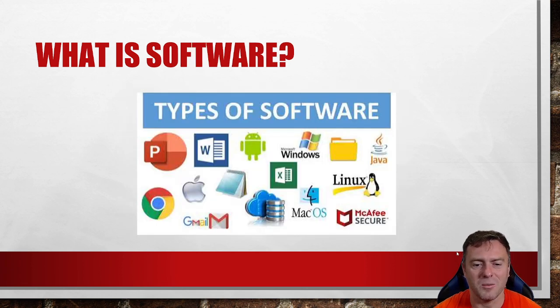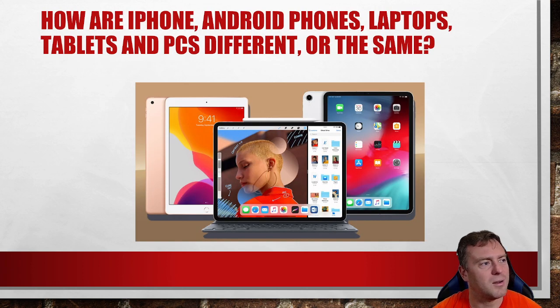You then need to think about what type of software you're going to be using. Is it on Mac? Is it on Windows? Is it on PC? Does it work alongside something? Does it work inside the Chrome browser? You need to consider all these different things before you start building. How are iPhone, Android phones, laptops, tablets, and PCs different? And then how are they the same? You need to consider this.